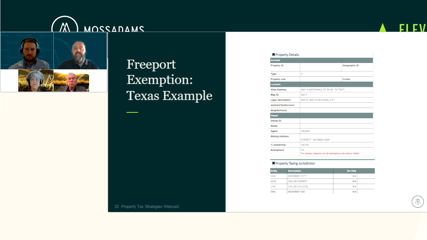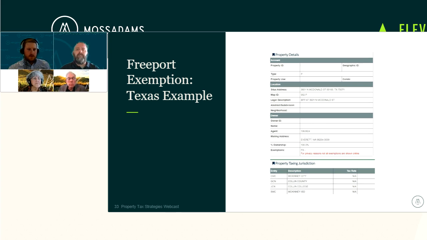This is the actual location for this distribution center for this taxpayer. If you look at the bottom quarter of the screen, there are 4 lines there. Those are the taxing jurisdictions: McKinney City, Collin County, Collin College, which is a community college district, and McKinney ISD, the school district. So those are the 4 property taxing jurisdictions for this location. You're going to need that to know whether they offer Freeport.